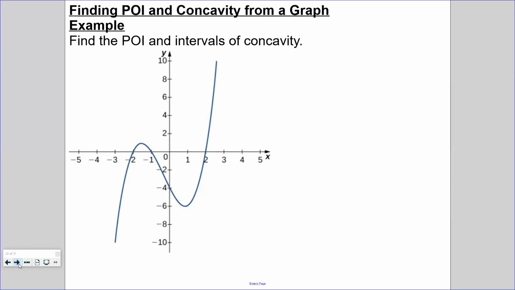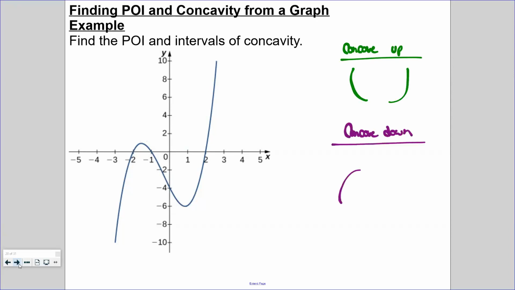So we've actually already looked at this function before, and we've identified where it is increasing versus decreasing. Now we're going to look at where it is concave up or concave down. Let's remember that concave up looks like this or like this, and concave down looks like this or like this. Smiley face, frowny face.